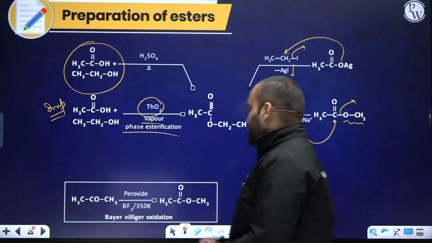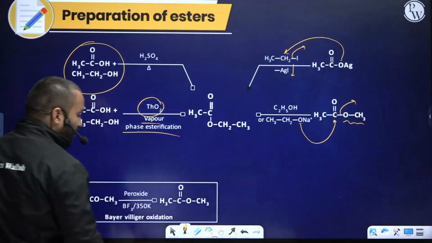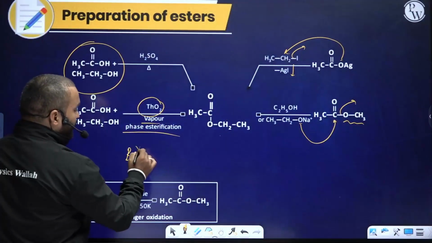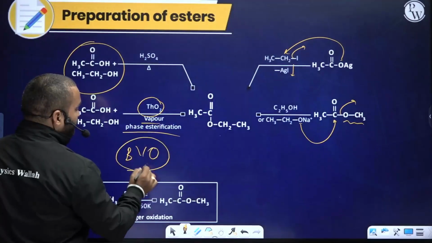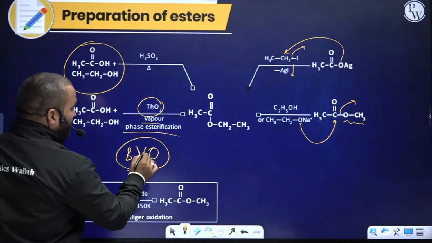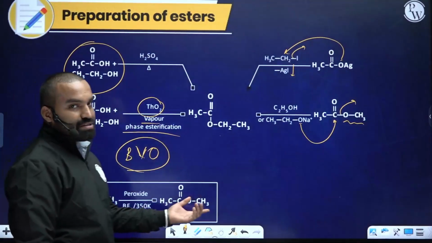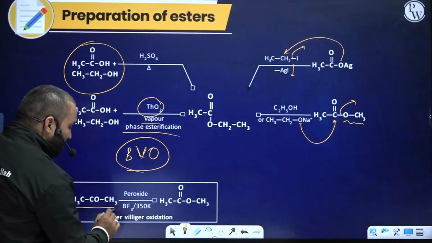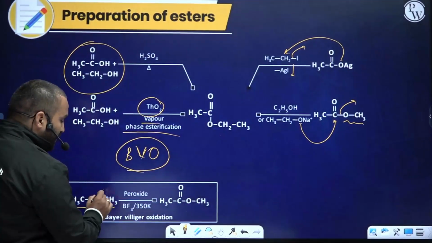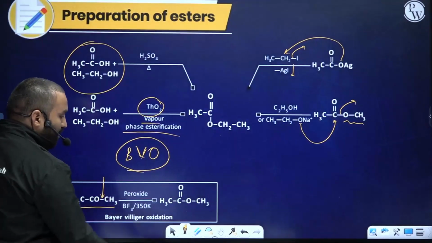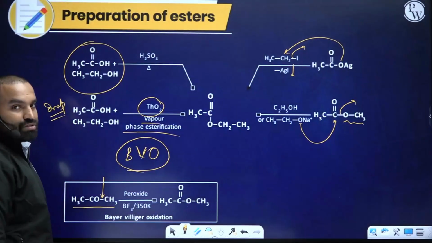This reaction is known as Baeyer-Villiger oxidation, BVO reaction. Very, very important. What does it do? We just oxidize a ketone into an ester. What is the difference in this compound? Right in this bond, we have inserted an extra oxygen.